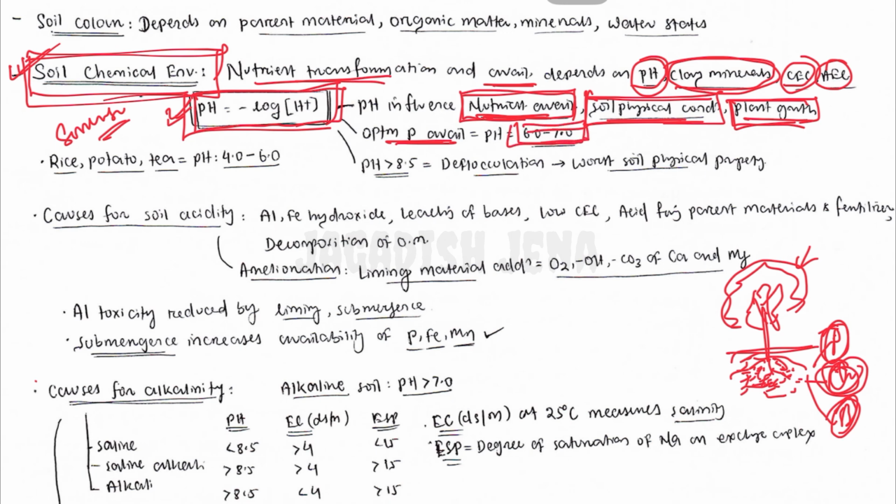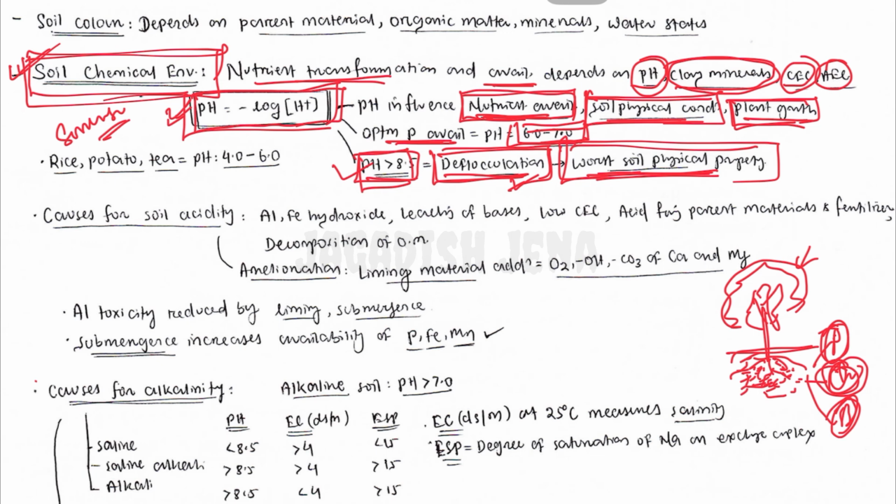If the pH goes beyond 8.5, then there will be dominance of sodium ion, which makes the soil deflocculated or dispersed. So there will be deflocculation when the soil pH goes above 8.5. It is the worst soil physical property, and it is mostly seen where the soil is dominant with sodium cation.